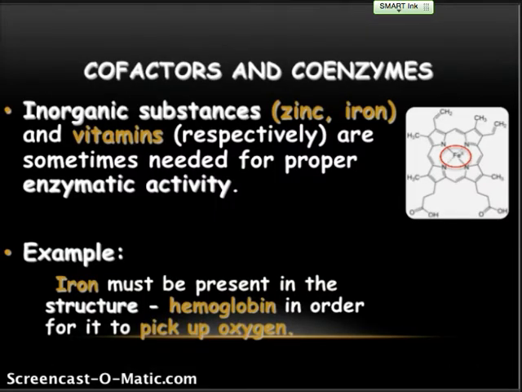Other important parts of enzymes include cofactors or coenzymes. Inorganic substances like zinc and iron, and even vitamins, are very important for enzyme activity. Hemoglobin, which is a blood protein, does not work well without iron. So iron must be present in the structure of hemoglobin in order for it to pick up oxygen effectively.